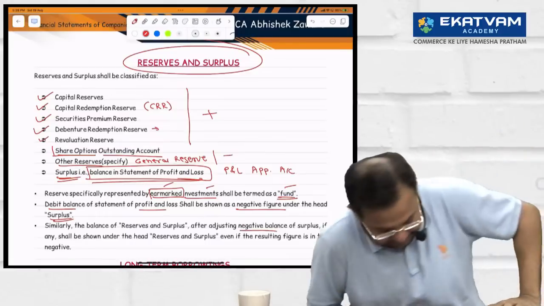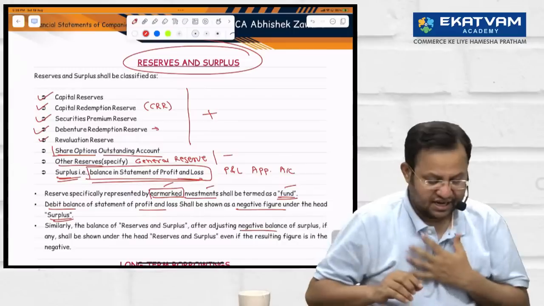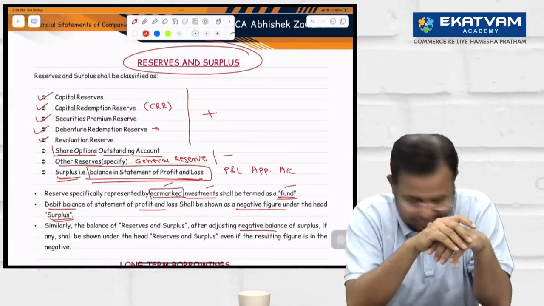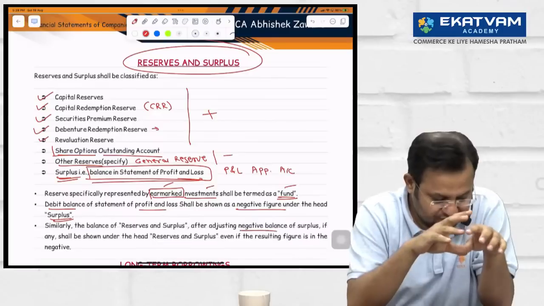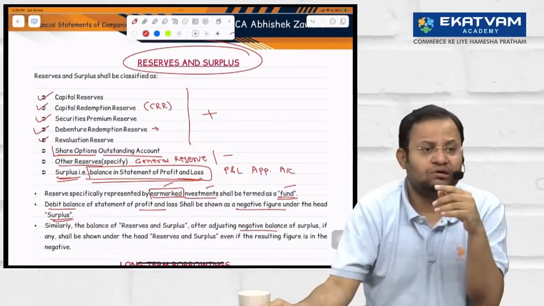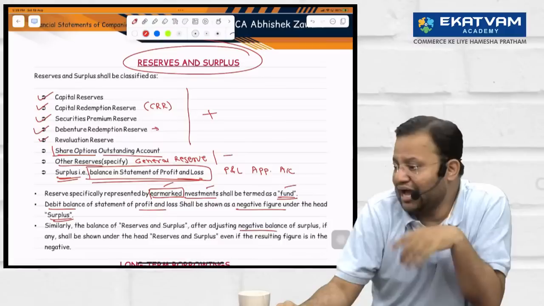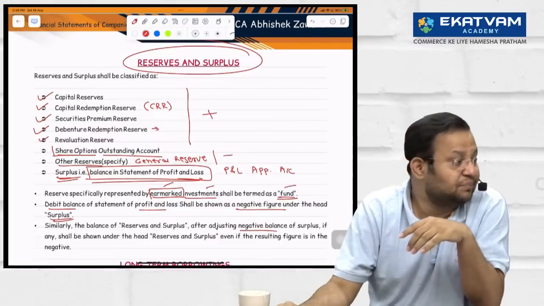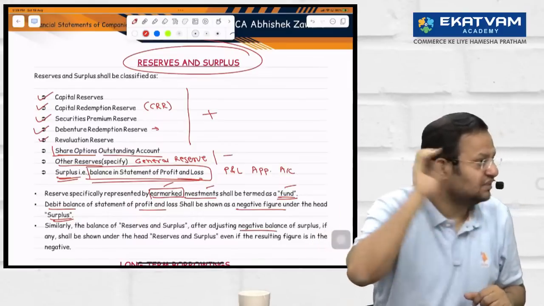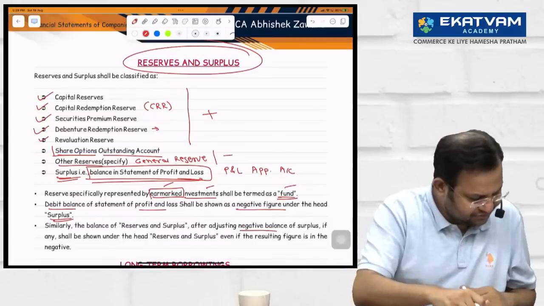ठीक से सुनना है. तो रिजर्व्स, कैपिटल रिजर्व आ गया, सीआरआर आ गया, सिक्योरिटी प्रीमियम, डिबेंचर रिडेम्पशन रिजर्व. Can you use all reserves for payment of dividend? No. Those reserves which can be used for payment of dividend are known as divisible reserves and others are known as capital reserves. Are you clear about this?